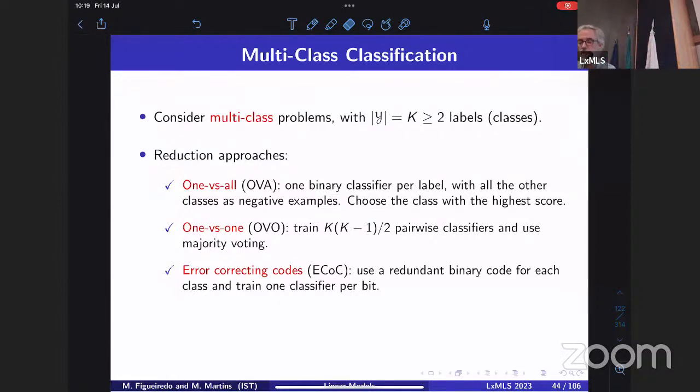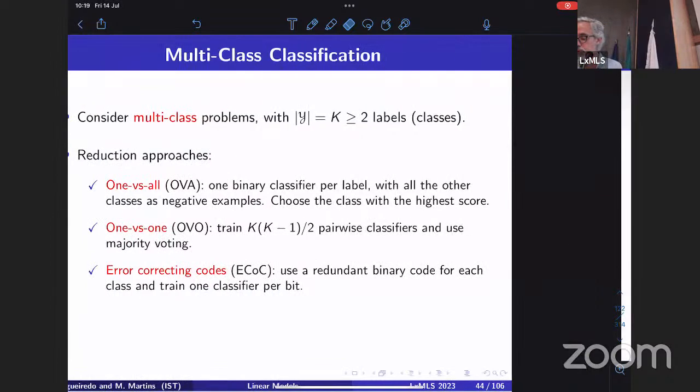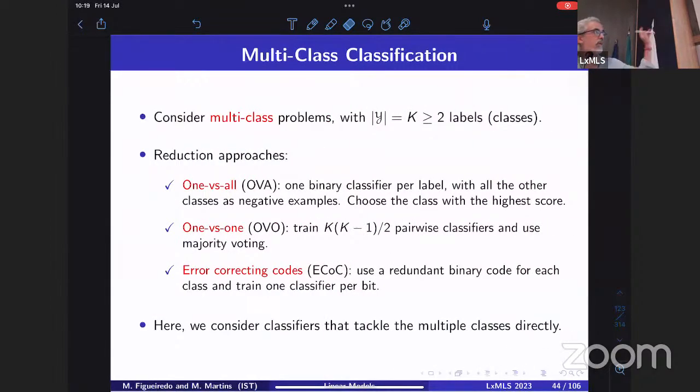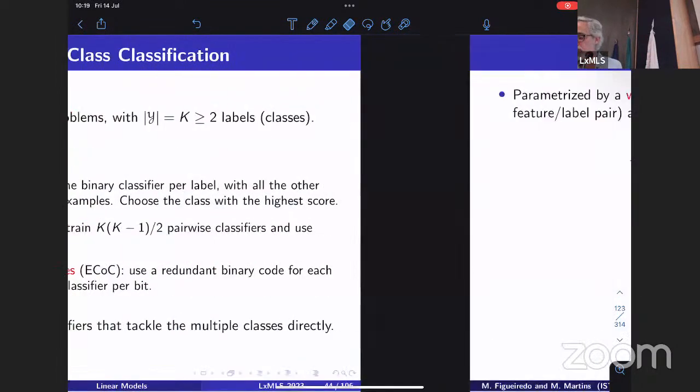There's lots and lots of work on these error correcting codes approach to multi-class classification, reducing it to binary. But here we will not do any of that. We will consider classifiers that tackle the multi-class problem directly.